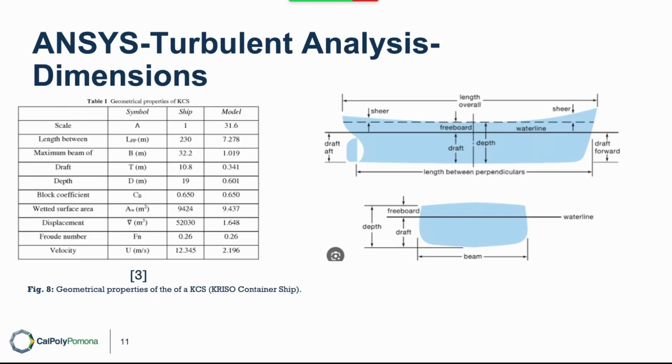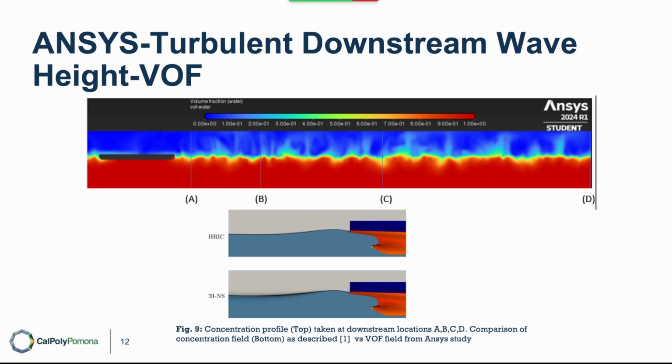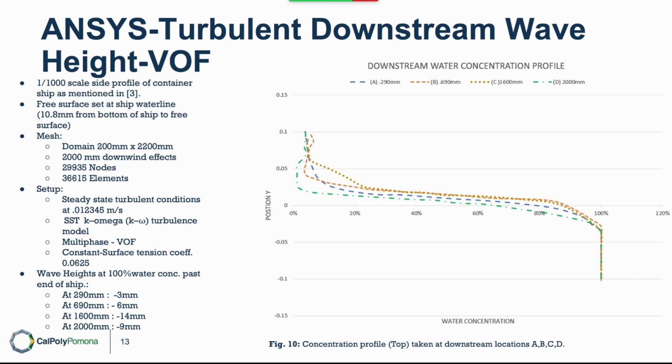For the turbulent analysis, I'm using the actual ship dimensions at 1/1000 scale. The first thing that we see is a concentration profile, taking downstream locations A, B, C, and D, and also a comparison of the concentration field versus the volume of fluid field from the ANSYS study. For my setup, I'm using steady state turbulent conditions at an inlet velocity of 0.012345 meters per second, SST k-omega turbulence model, multi-phase, volume of fluid with a constant surface tension coefficient of 0.0625. The wave height, which is 100% water concentration, passing the ship at 290 millimeters is minus 3 millimeters.